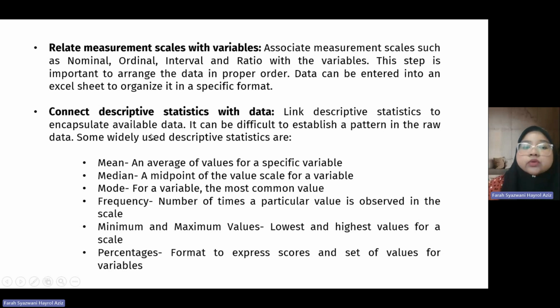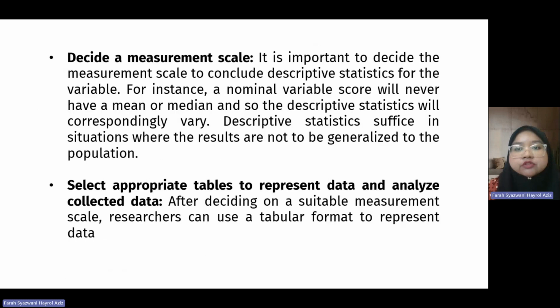All right. So you will also have to decide a measurement scale. It is important for you to decide the measurement scale to conclude the descriptive statistic for the variable. Okay. For instance, a nominal variable score will never have a mean or median. So the descriptive statistic will correspondingly vary. Right. So descriptive statistics suffice in situations where the results are not to be generalized to the population.